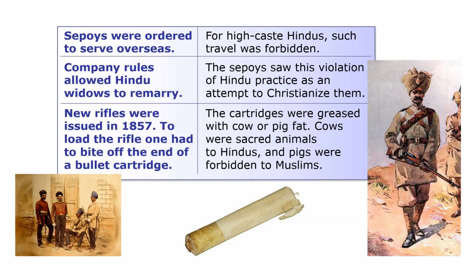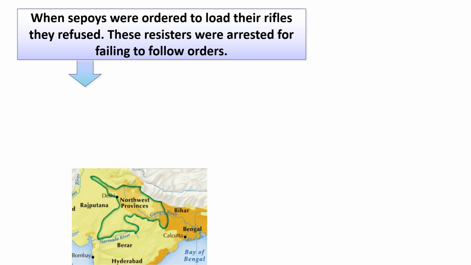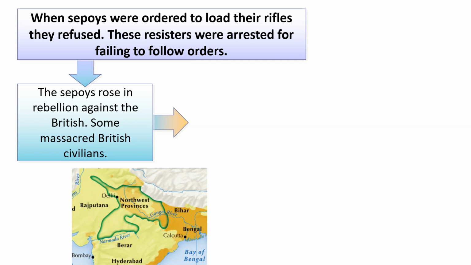So in biting off the end of this greased cartridge, greased with animal fat, you were, in their minds, requiring them to violate a very strong tenet of their faith. And they resisted doing this. So when Sepoys were ordered to load their rifles and they refused to do it, they were arrested for failing to follow orders, for insubordination. And this was finally the last straw.